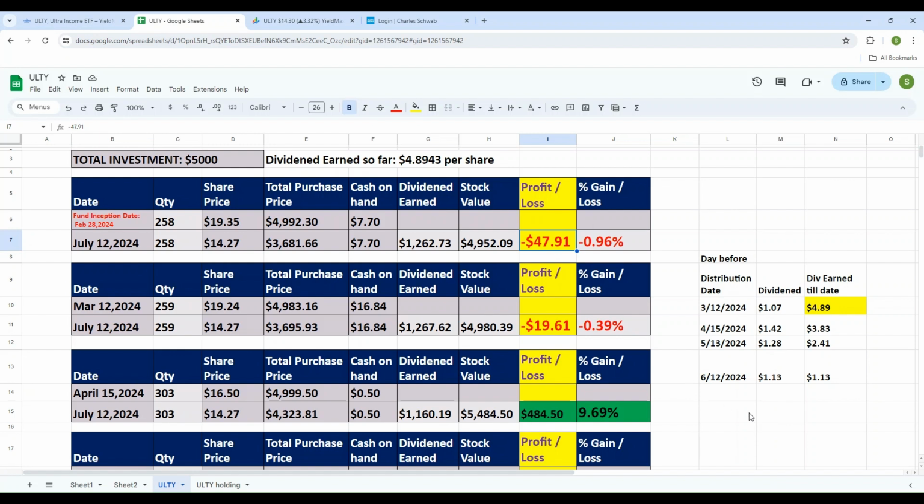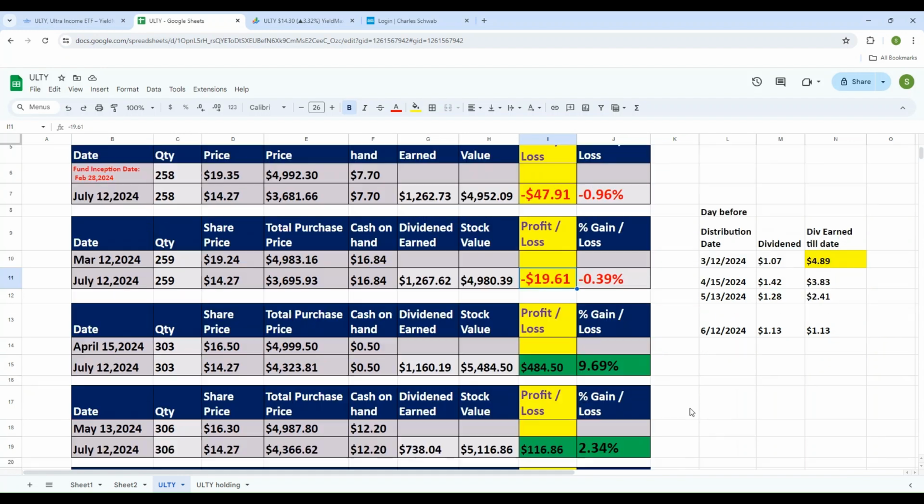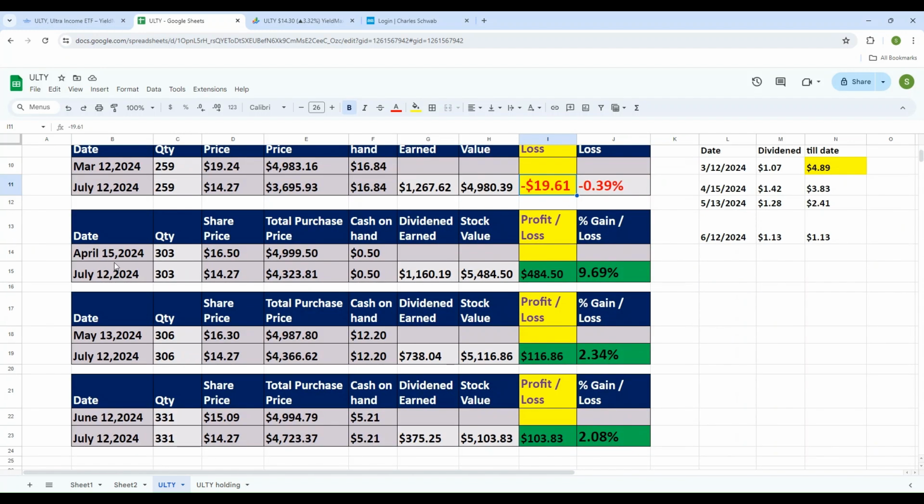Now let's take a look at some more over here. So let's suppose that instead of buying on the date when the fund was started, you bought it on March 12th. That is the day before the distribution date. Then on March 12th, the stock price was $19.24. You bought 259 shares because you only have $5,000 to invest. And altogether, your current value based on the calculation is $4,980. You're still losing money.